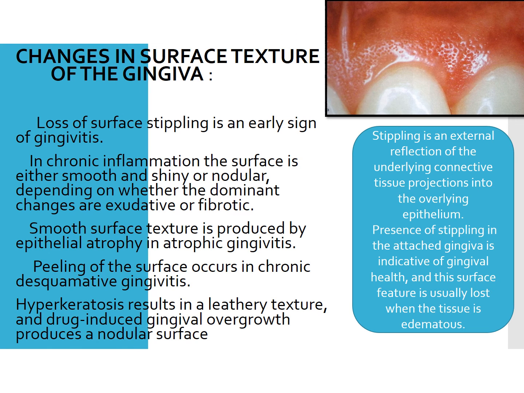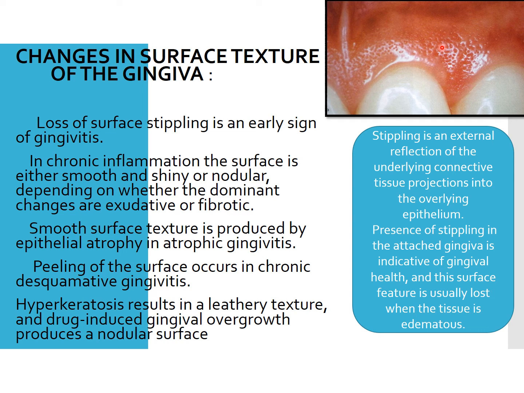Next, coming to the surface texture of the gingiva. In the normal feature, stippling will be present. For that you have to dry the gingiva. You can see this orange peel appearance of the gingiva, which is called stippling. So actually, what is this stippling? It looks like an orange peel, but what is it actually?